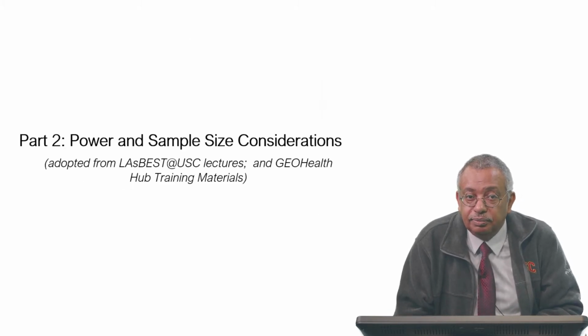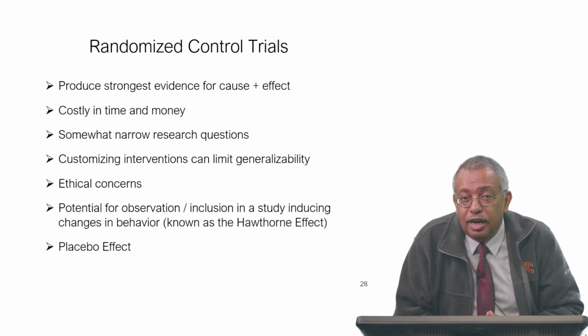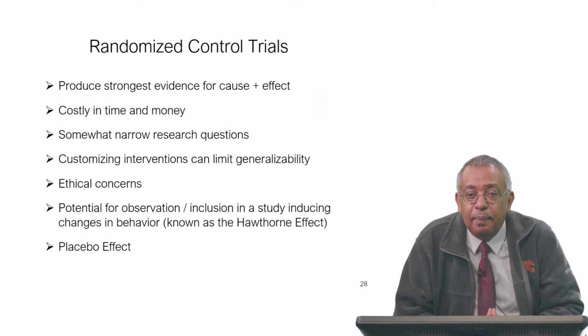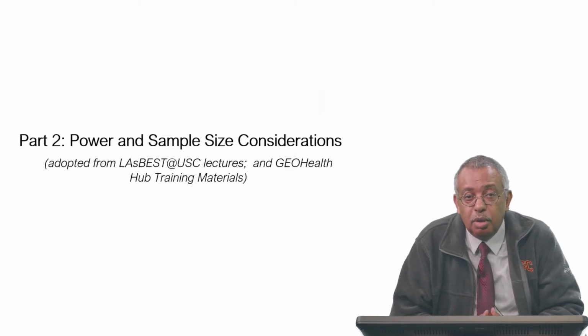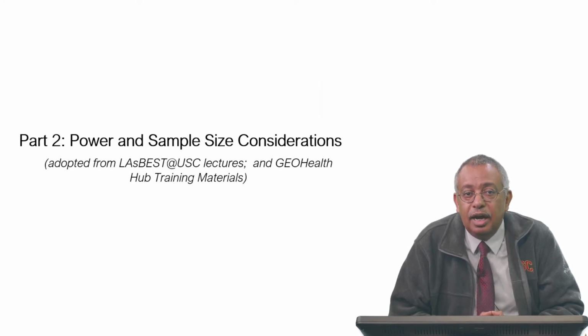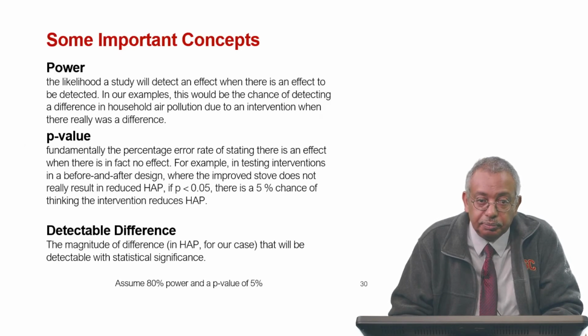So this is actually the end of part one of the series, and the next one we're going to talk about is how to determine how many participants to include in a study. This is what we call statistical power and sample size considerations. And again, the material for this part is also adapted from the different sources that I have indicated or acknowledged at the beginning of this lecture.